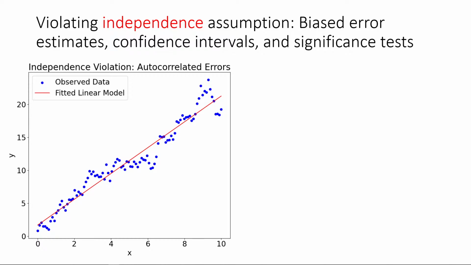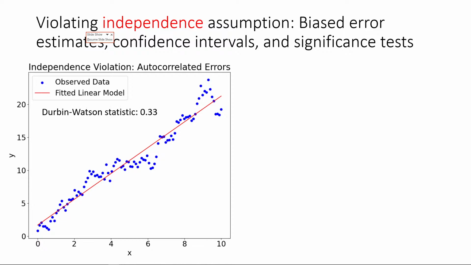Now, finally, is the independence assumption. So we looked at the normality assumption, and now the independence assumption. You see here is the data, and it seems like it is really not independent. There is kind of an autocorrelation to it, or some type of correlation.